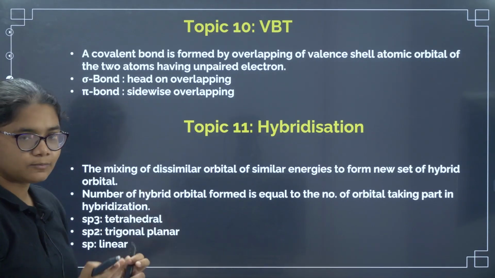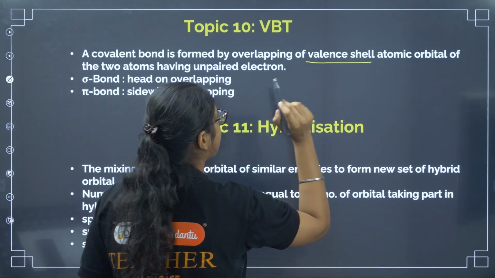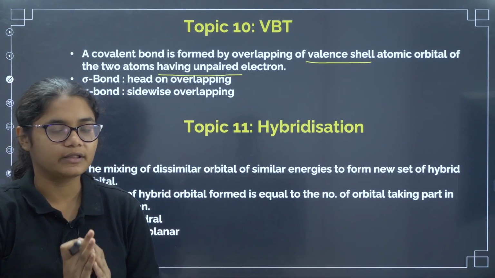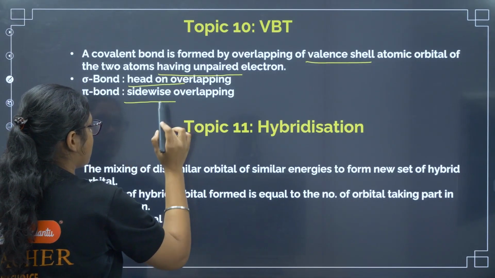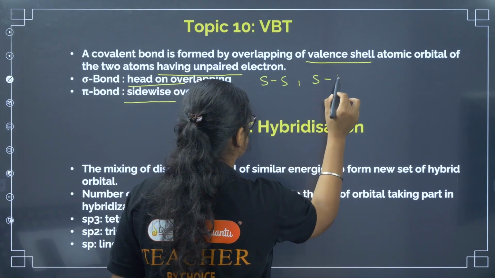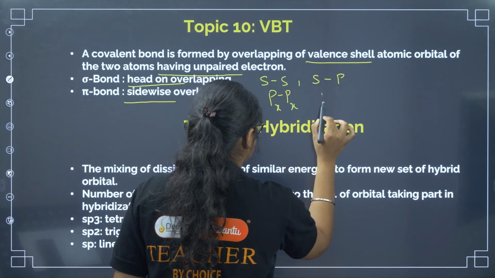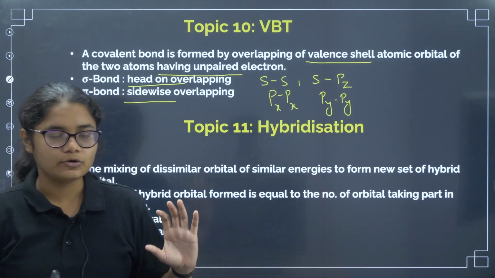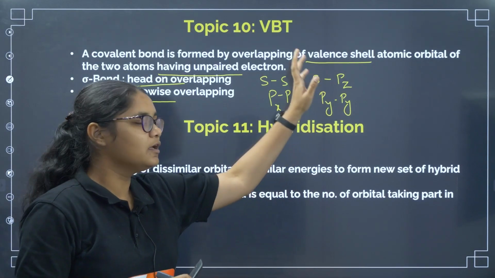Okay, so next is your valence bond theory. What does the valence bond theory say? A covalent bond is formed by the overlapping of valence shell atomic orbitals of the two atoms having unpaired electrons. So when the valence orbitals combine, that is called valence bond theory. Sigma bond is formed by head-on overlapping and pi bond is formed by sidewise overlapping. Here you should know sigma bond is formed from s-s overlapping and s-p overlapping. Pi bond is formed from p-p overlapping: px-px and py-py, and here we consider s-pz. There is no hard and fast rule, but as a convention we take that the pz orbital is used for sigma bond formation; it's just a convention.